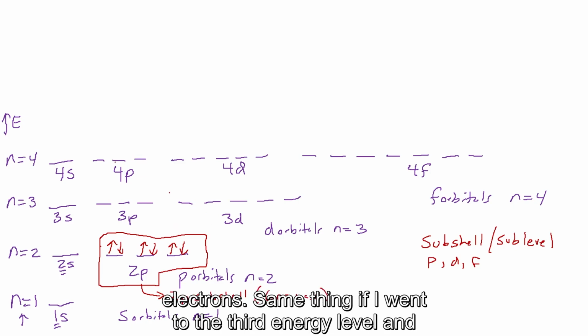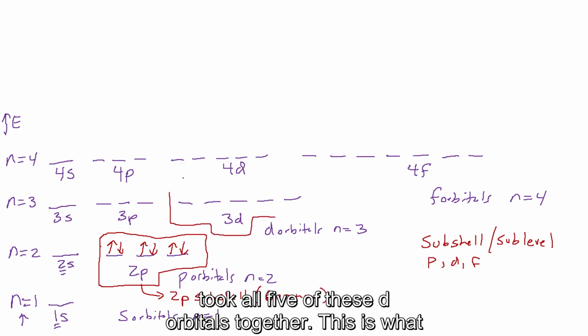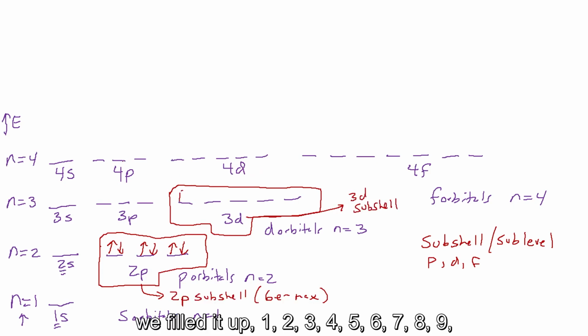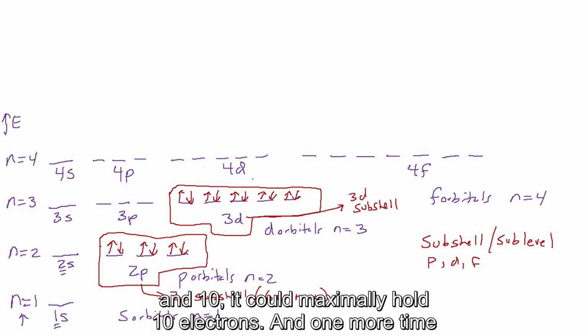Same thing if I went to the 3rd energy level and took all 5 of these d orbitals together. This is what is known as the 3d subshell. And once again, if we filled it up, 1, 2, 3, 4, 5, 6, 7, 8, 9, and 10. It could maximally hold 10 electrons.